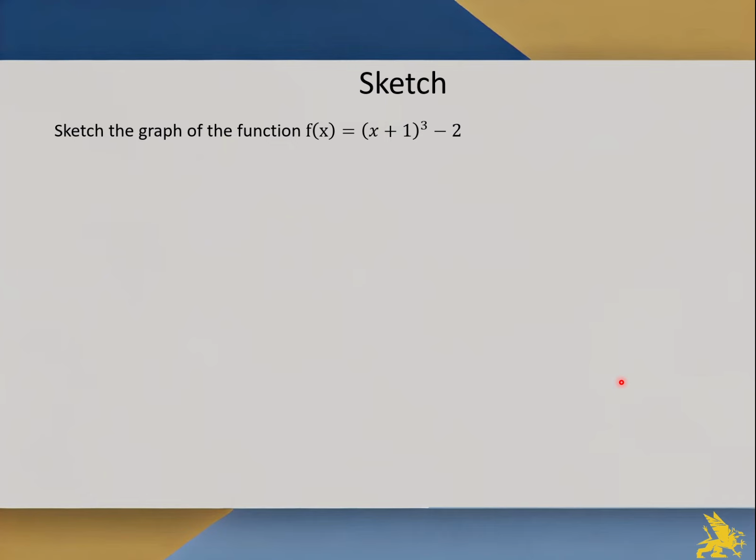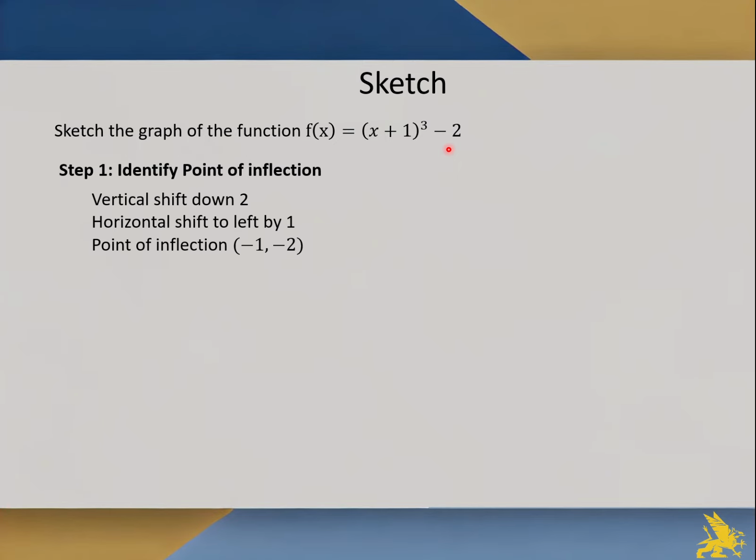So let's look at putting both of them together. So first, it says sketch the graph of the function f of x is equal to x plus 1 in brackets to the power of 3 minus 2. So the first thing we need to identify the point of inflection. So that means I can see that it's got a horizontal shift of 1 to the left and a vertical shift down by 2. So that gives us -1 and -2.